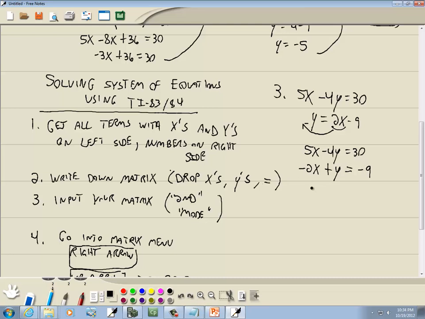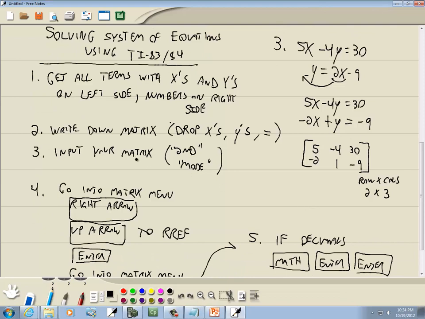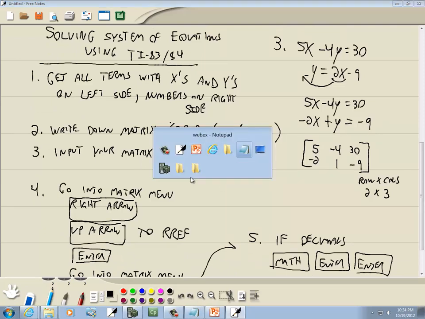Now step 2 says write down your matrix. A matrix is a rectangular array of numbers. And that says drop your x's, drop your y's, and your equals. So we're going to have 5, negative 4, 30. We'll have negative 2, 1, and negative 9. Now the size of this matrix is rows by columns, which means we'll have 2 rows and we'll have 3 columns. So it's a 2 by 3. Okay, input your matrix. Let's go take a look at how to do that.